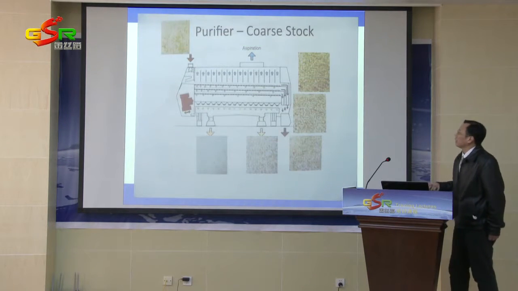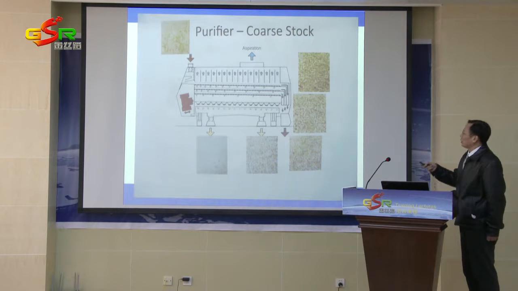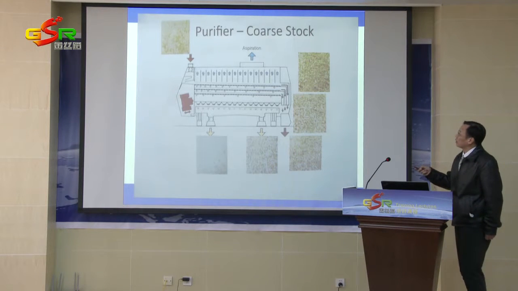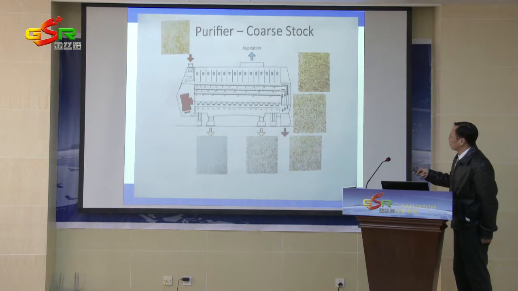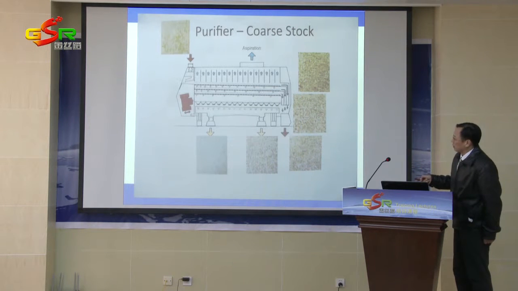And this is a purifier. From this figure, we can find the material from the inlet, and maybe there are 3 layers of sieve. And this is air. According to the size and according to the density, we can get different material from the purifier.